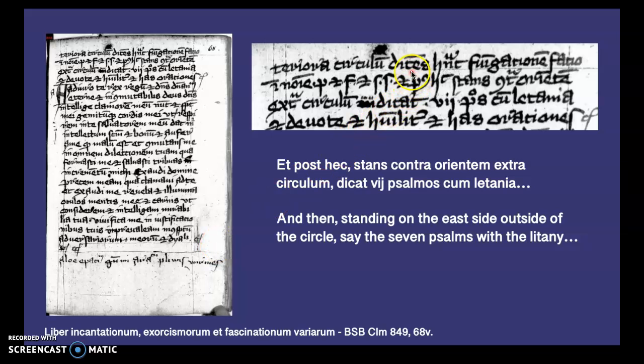This symbol here is et, and these two letters here together make the word post. This symbol after the P is called a suspension, and it indicates that the end of the word has been cut off. Here we have hec, with a ligature of the letters E and C here. This word stans is one of the more straightforward words that we have.